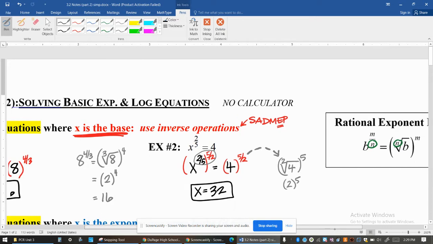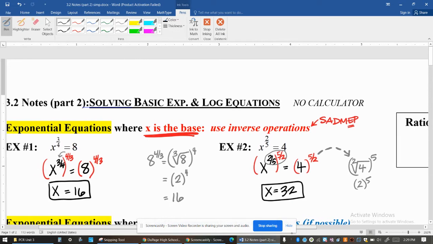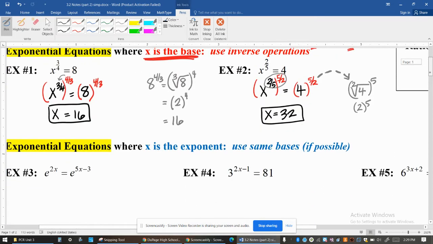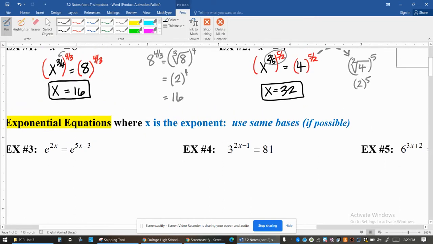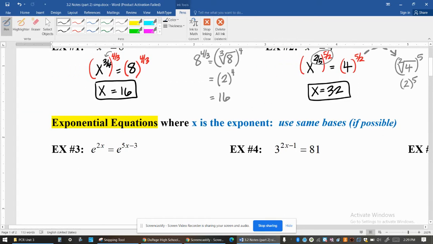And that's just a quick summary of some basic exponential equations where x is the base. What about if you have exponential equations where x is in the exponent? In these situations, it's best to try to convert things so that they're all using the same base.